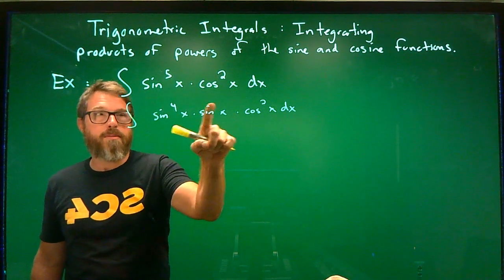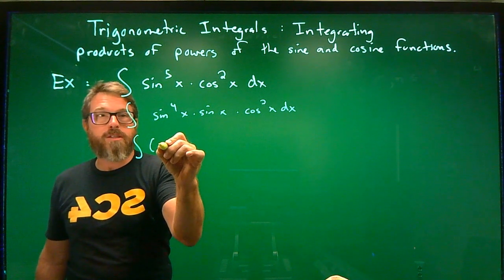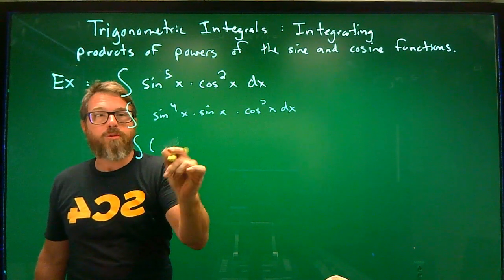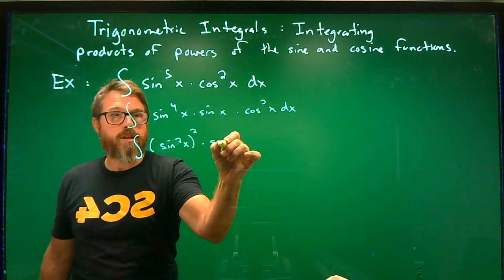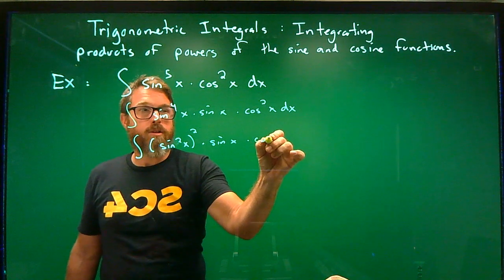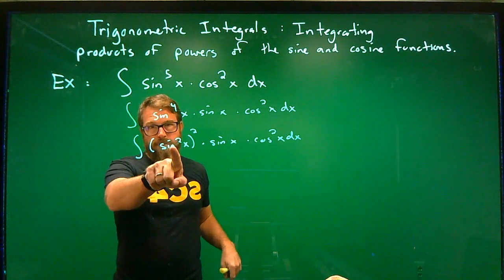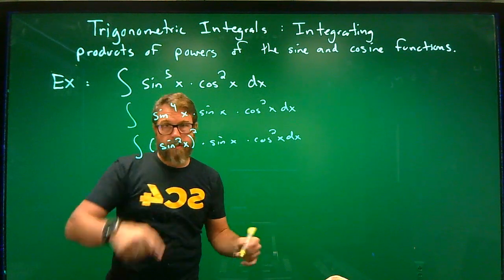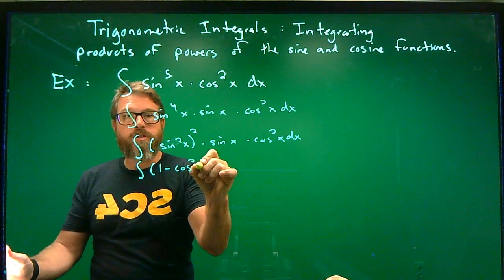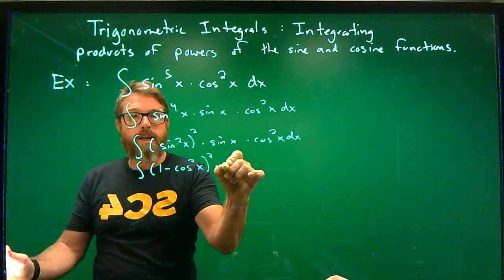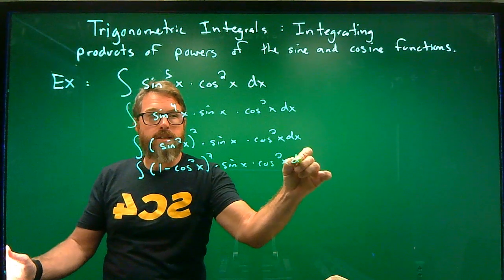This is your 2k plus 1, so 2 times 2. Which means I can rewrite this as the sine squared of x raised to the second power times the sine of x times that cosine squared of x dx. Now that I have this as the sine squared, I can write it as 1 minus cosine squared. So this is going to be equal to the integral of 1 minus the cosine squared of x, squared, times the sine of x times the cosine squared of x dx.